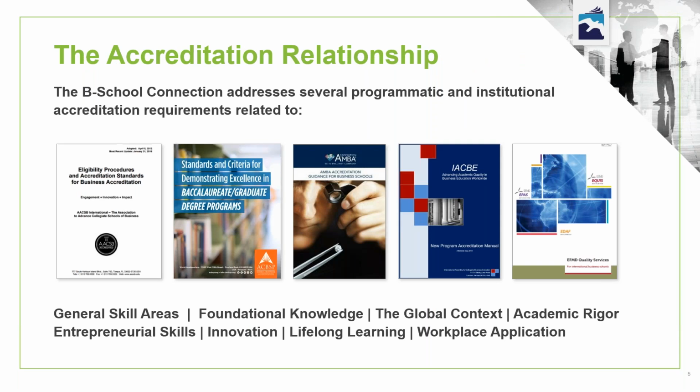Coming back to the B-School Connection, it addresses several programmatic and institutional accreditation requirements related to these areas: general skills areas, foundational knowledge, global context, entrepreneurial skills, innovation, lifelong learning, and workplace application. These are all areas and requirements that you're going to see throughout the accrediting bodies as areas they are looking for in institutional and programmatic accreditation.